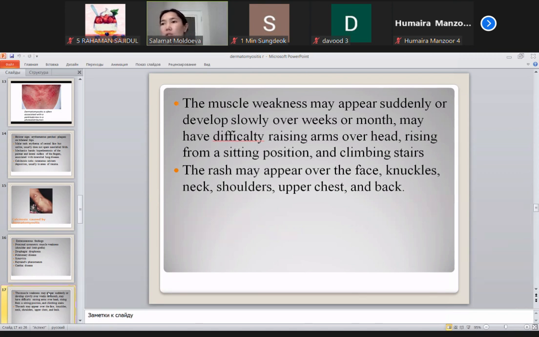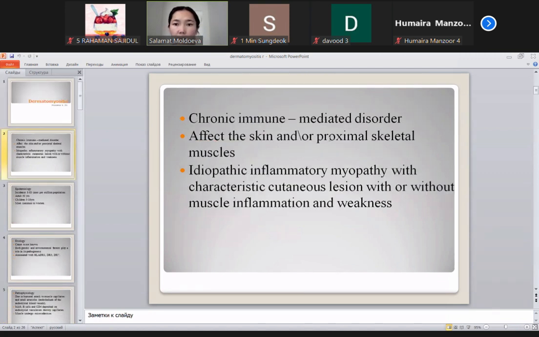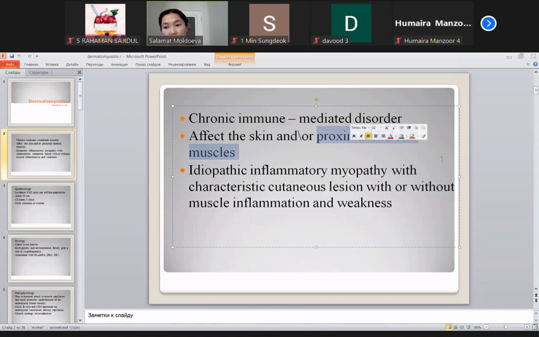And there is one more symptom, called the pillow symptom. When the patient lies down, he can't lift his head from the pillow. It means the muscle weakness is very strong. But look here, don't forget one thing: it mainly affects proximal muscles, proximal muscle weakness.